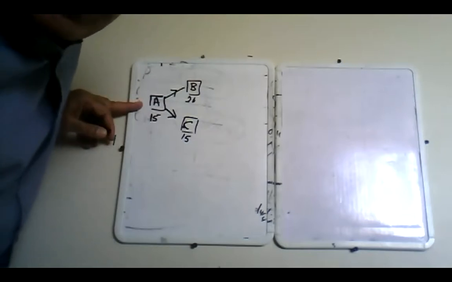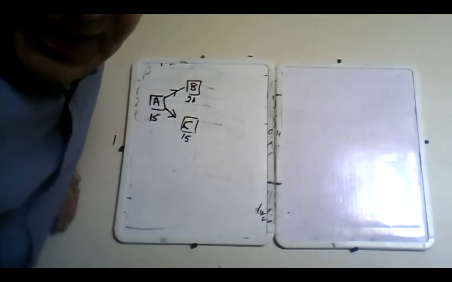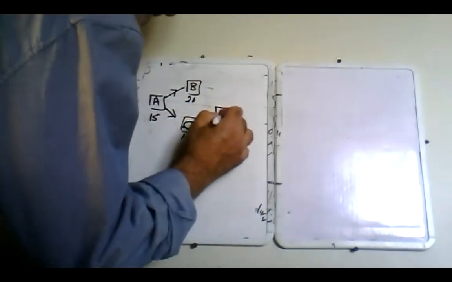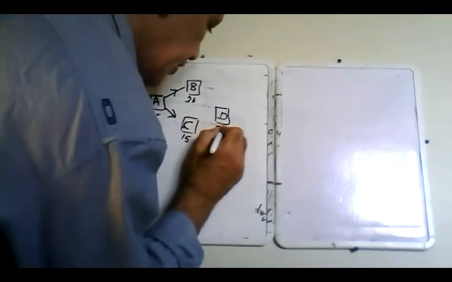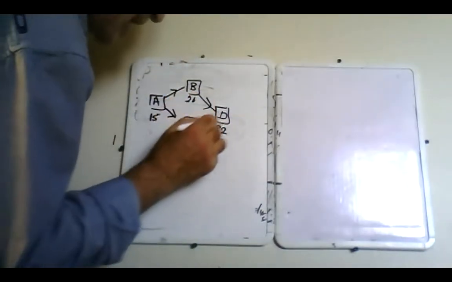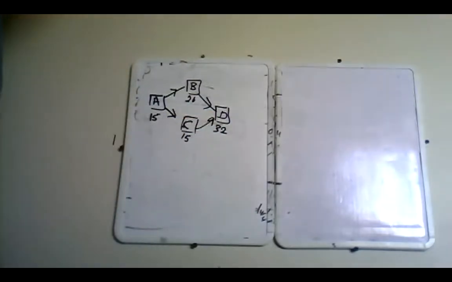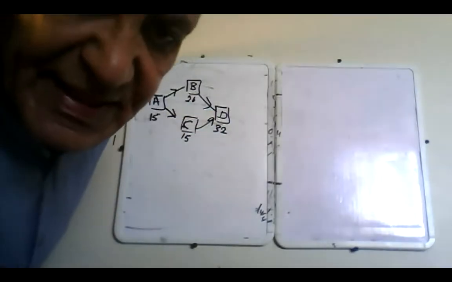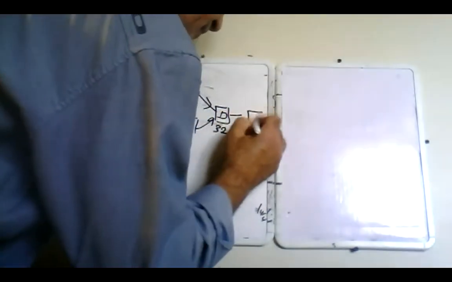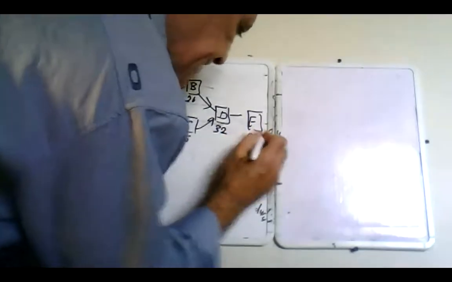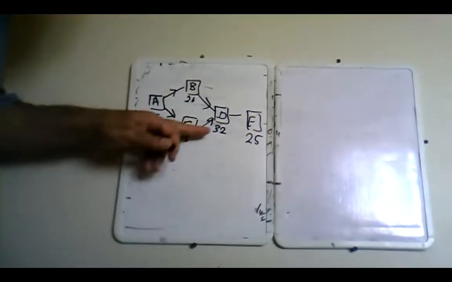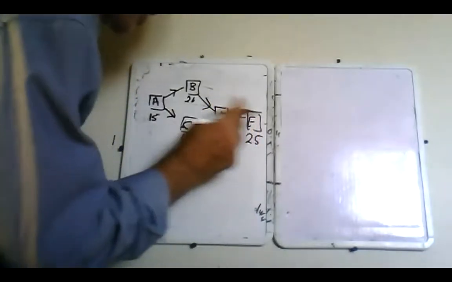Then I have D, 32 seconds, but before it B and C. Here is D. It's 32 seconds, preceded by B and C. Then after this I have E, 25 seconds, preceded by D. This is stage E, 25 seconds, preceded by stage D. It comes from stage D like this.